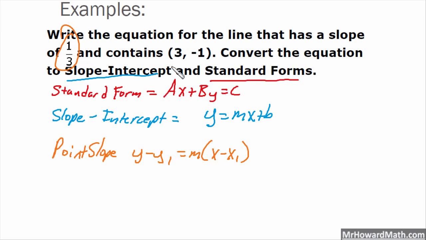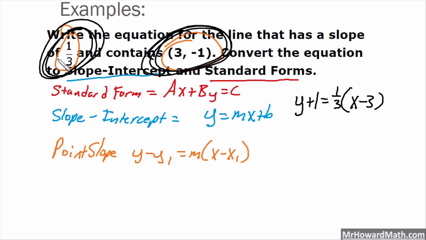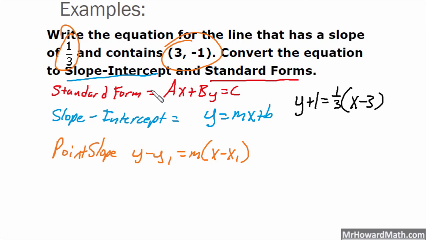Because they give me the slope and a point, this one is the best form to use. Remember, the name of the form tells you what you need to write it for these two right here. Had they given me the slope and the y-intercept, I would start with this one. That would make the most sense. So they give me point and slope, so we're going to start with point slope. So that would be y plus 1 equals slope 1/3 times the quantity x minus 3, based on this given information up here. That would be the point slope form.